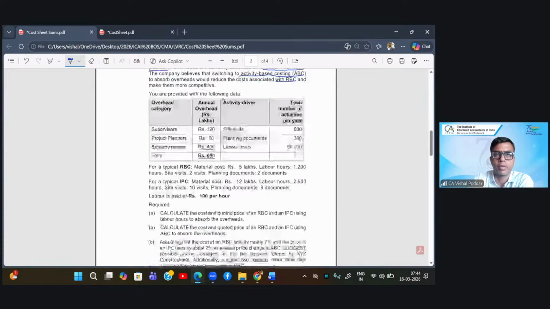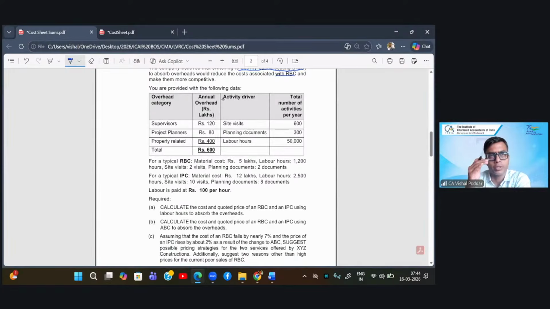Correct? Now, so in short, students, this question is cost sheet plus ABC concept combined. So this is how questions you get and you have to be prepared for this. So multi-chapter or mixture questions you should be now prepared for.